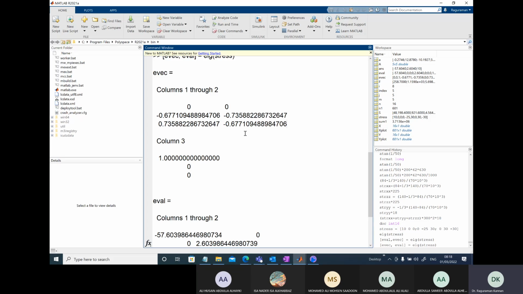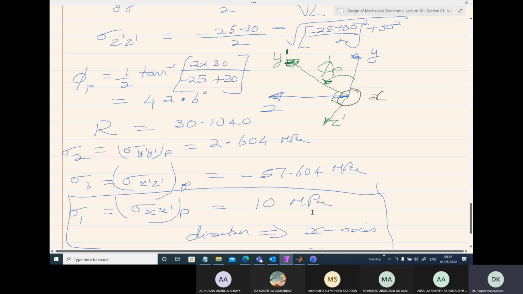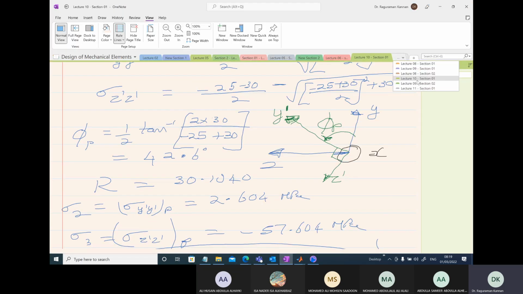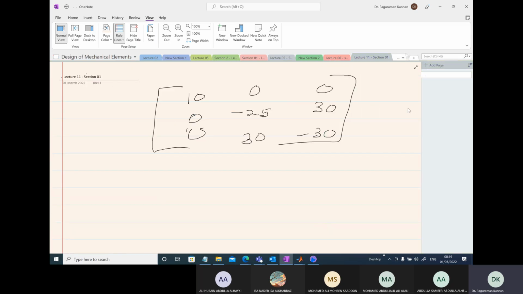Along this direction you have the value. So let's check if the angle corresponding to this direction is right. For that, we need to remember the angle is 42.6 degrees. So I'm going to write the angle.